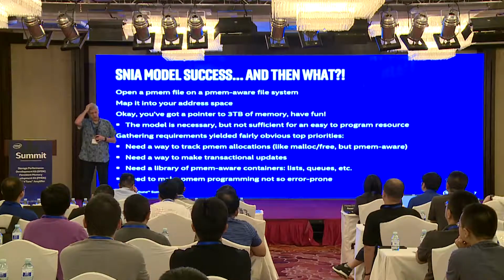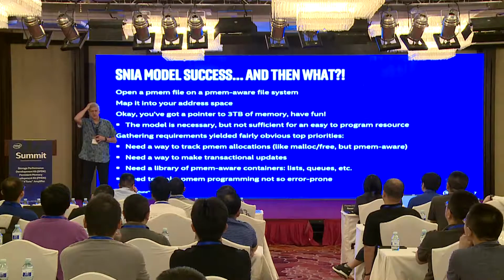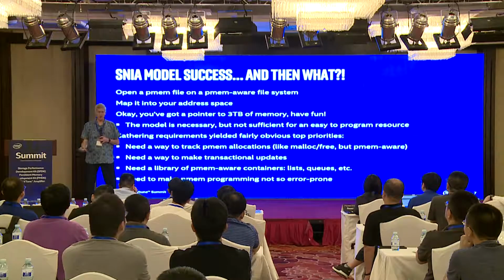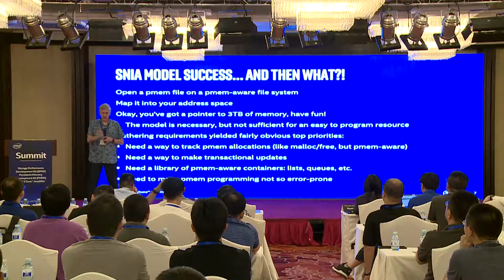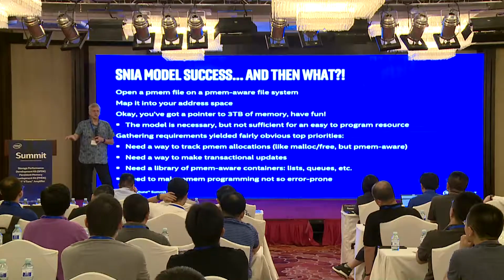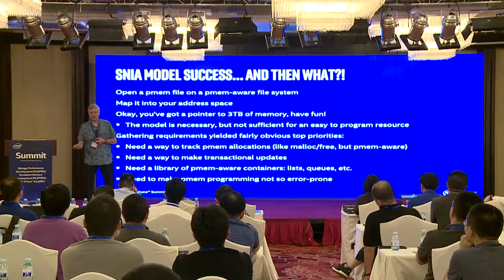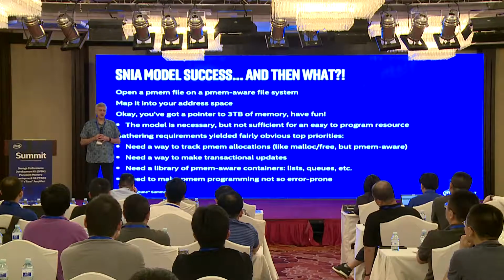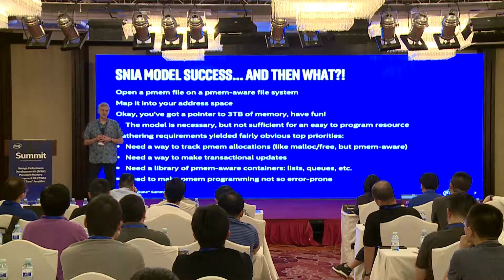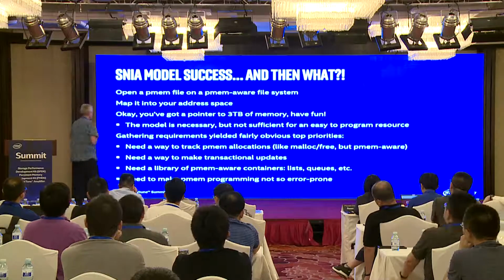Immediately you start thinking, well, what do I do with 6 terabytes of persistent memory? I have a pointer to 6 terabytes. How do I decide what data structures live where? How do I decide which memory has been allocated and which memory is still free? And how do I make changes to it in a way that's consistent across crashes and reboots?